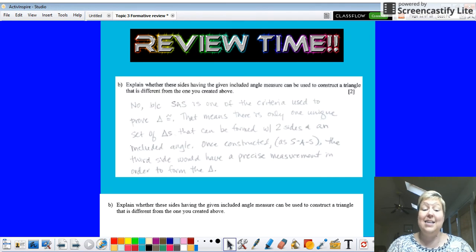So in order to answer this, I said, no, I can't construct more than one triangle because SAS is one of the criteria used to prove triangle congruence. That means that there is only one unique set of triangles that can be formed with two sides and an included angle. That's the key, included angle. Once constructed as SAS, the third side would have to be a precise measurement in order to form that triangle. Hence, you only have that one set of unique triangles that are going to be congruent to each other.